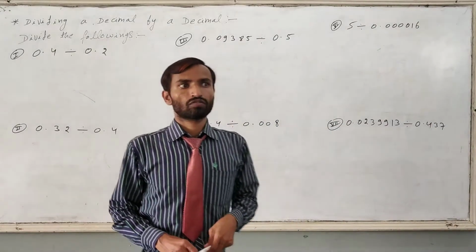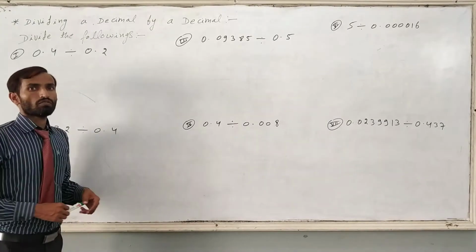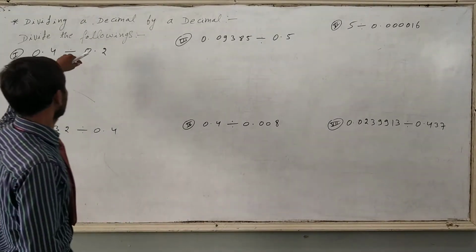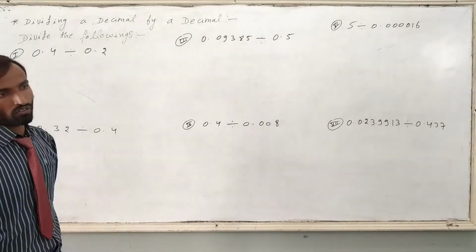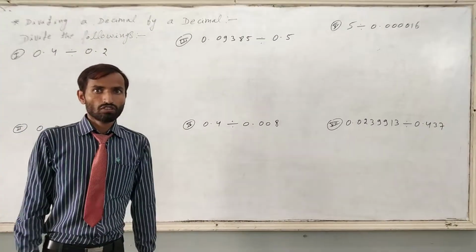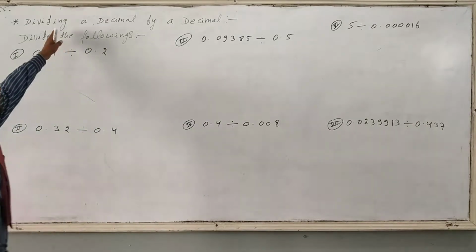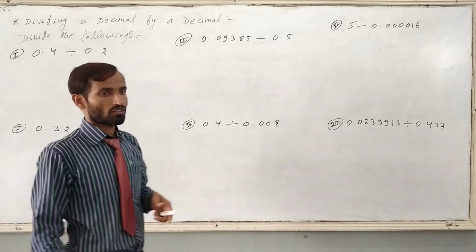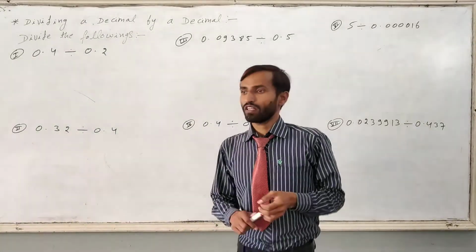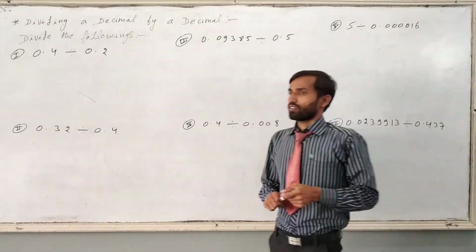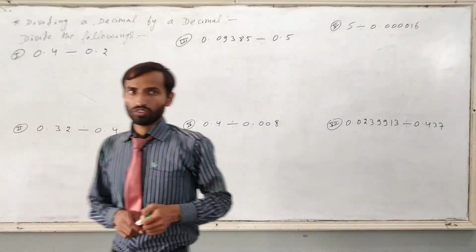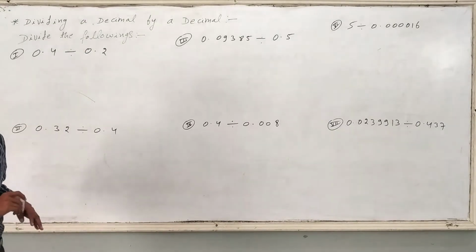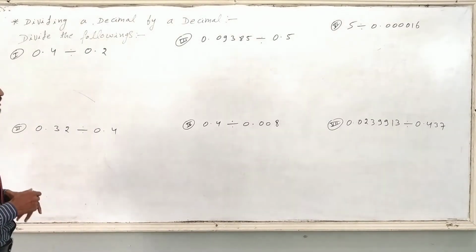Hello students. In the last video we saw division of a decimal number by a whole number. In this video I want to explain division of a decimal by a decimal, which means we have to divide a decimal number by a decimal number. We have to follow some steps here also. Some steps are the same, and after that we divide the same way.